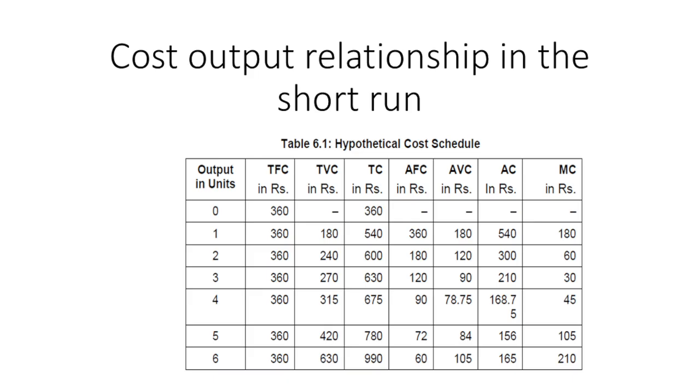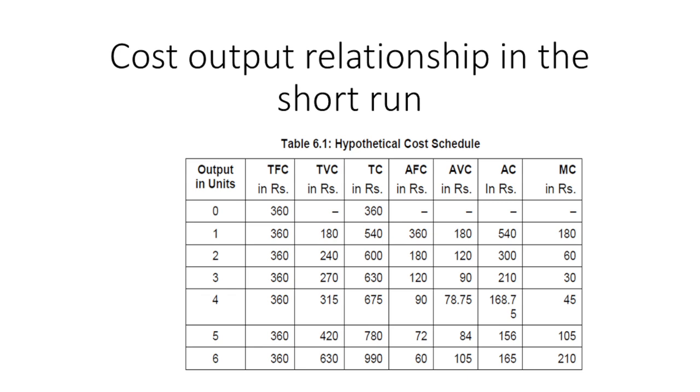Okay, now we will see what the average fixed cost and average variable cost are. Average fixed cost is equal to total fixed cost divided by the number of units. Here the average fixed cost for one unit of output is 360 by 1, that is 360. For two units of production, the average fixed cost is 180. For 4 units of production, the average fixed cost is 78.75. That means total fixed cost divided by the number of units.